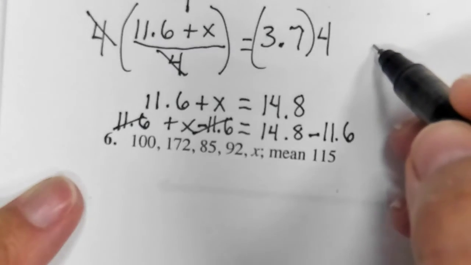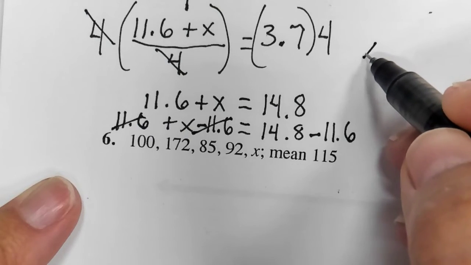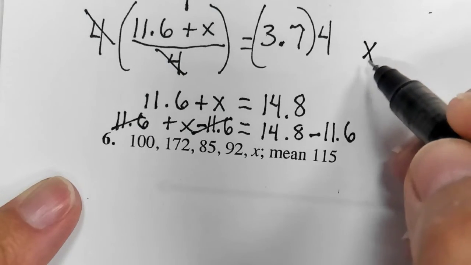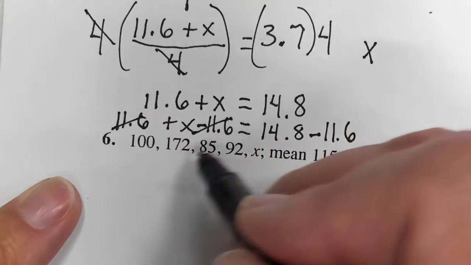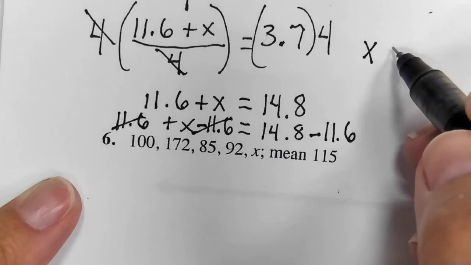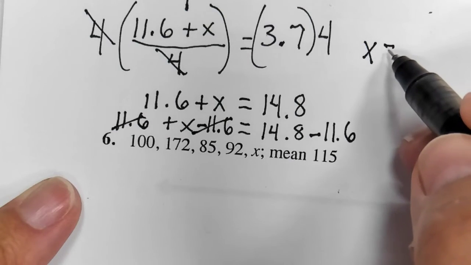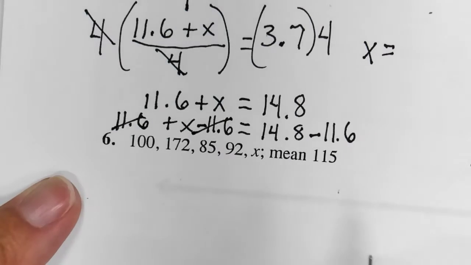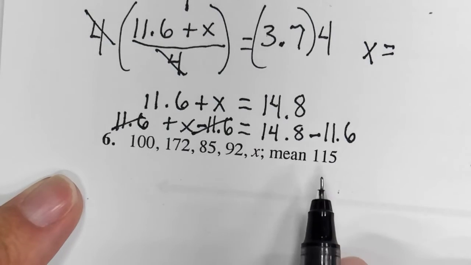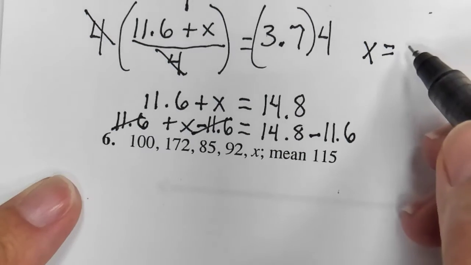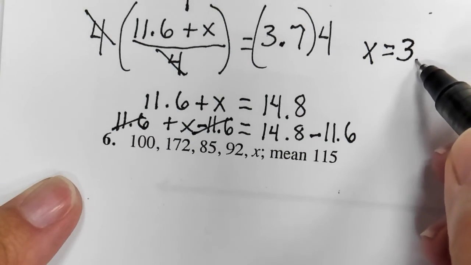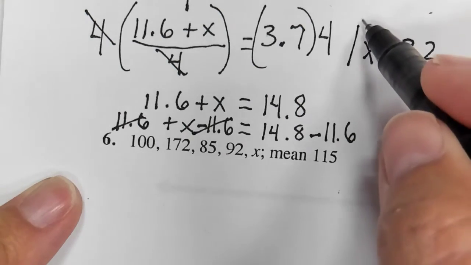X is all that's left on this side of the equation, equals. And when you do 14.8 minus 11.6, the answer you get is 3.2. Is that correct? So x is equal to 3 2/10.